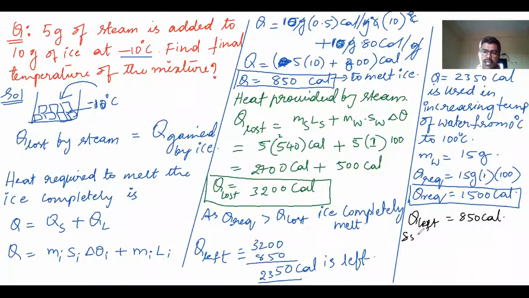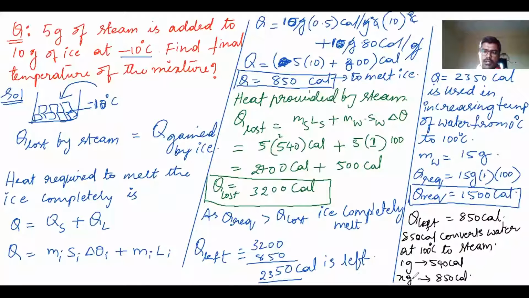So this 850 calorie converts water at 100 degrees Celsius to steam. So 1 gram of water gets converted to steam with 540 calorie. But how much heat is present here? In order to convert X gram, we have 850 calorie left over. So this gives you some X gram getting converted into steam, and the remaining part is left over as water, but the temperature will remain 100 degrees Celsius itself.